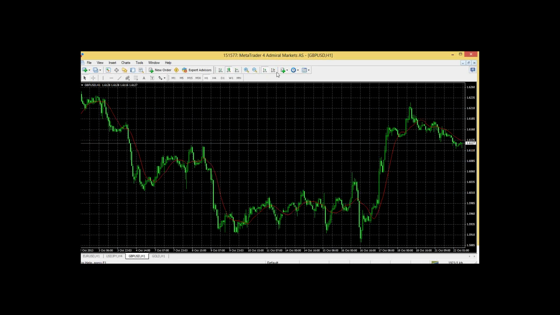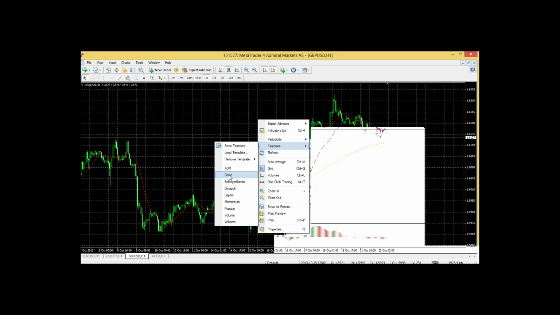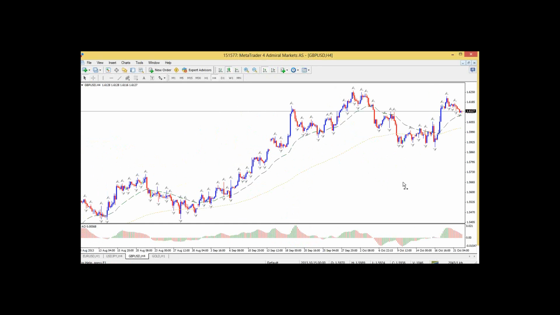Pound dollar. I think the pound dollar, in a way, is quite the same as the euro. The pound dollar could have maybe one more move up to break this top or challenge this top. We were pretty close, in fact.